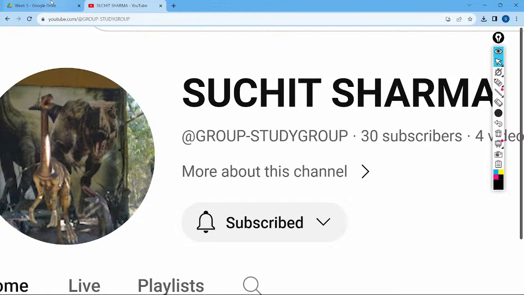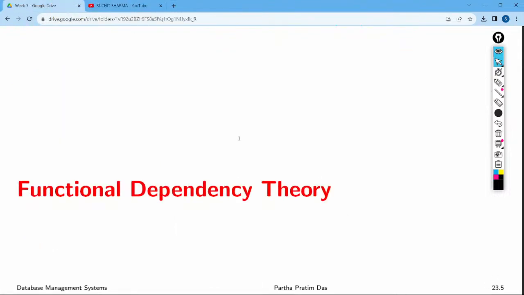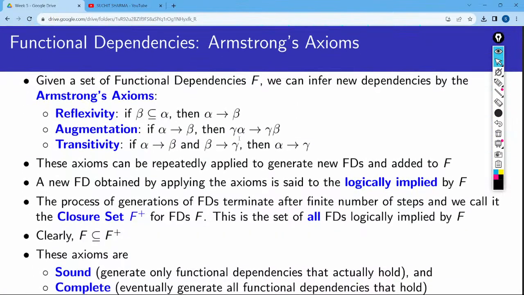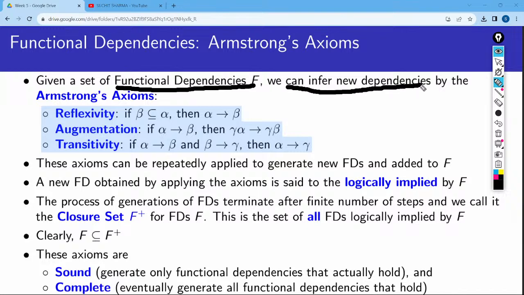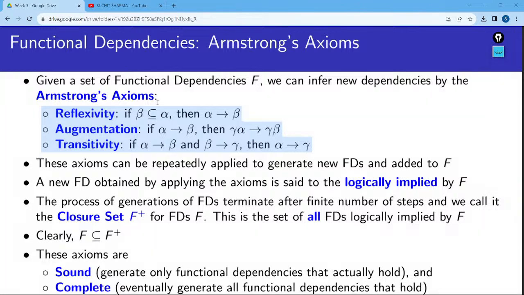Let's start with week 5. Okay, functional dependency theory. Basically, there are these three axioms known as Armstrong's axioms. Given a functional dependency f, we can infer new dependencies by Armstrong's axioms, right?